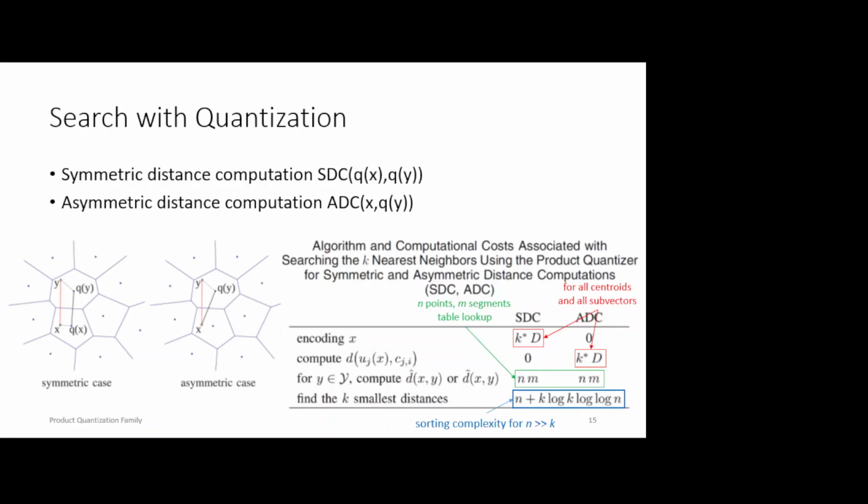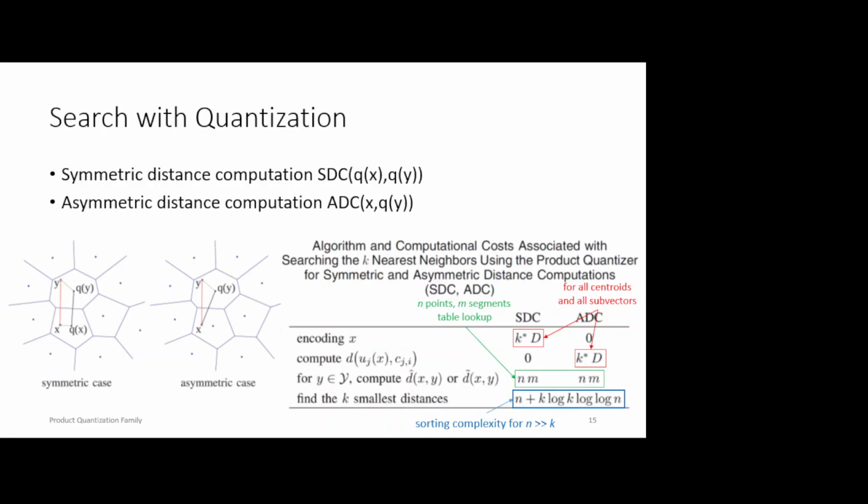But for ADC, you don't compute the lookup table distance in advance. So for X, we have to use its original vector to compute the distance with all the centroids one by one. So the distance computation is here. This is for encoding and then table lookup.